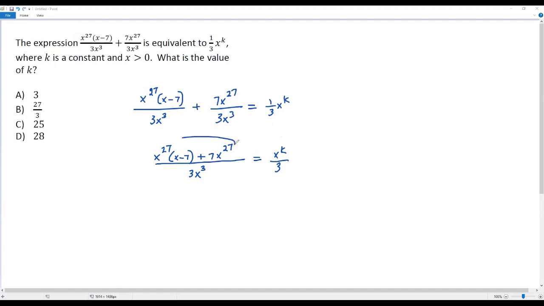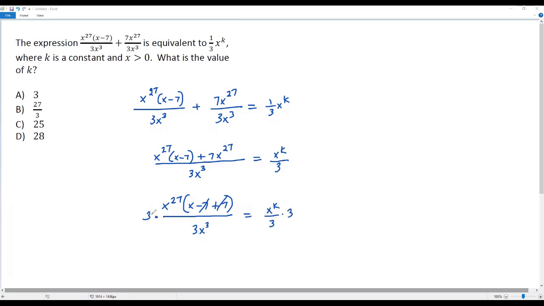Okay, now when I consider the expression we have over here, both the terms contain x to the power of 27. So we can factor it out. Okay, let me factor x to the power of 27 out. When we factor this one out, we are left with x negative 7 over here. And in the second term, we are left with positive 7 divided by 3 times x cube, equals x to the power of k divided by 3. Here negatives and positives will cancel out, and also we find 3 in the denominator on both sides. Let's multiply both sides of this equation by 3 to get rid of the denominator 3 on both sides.